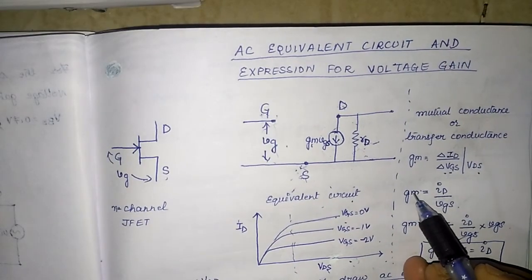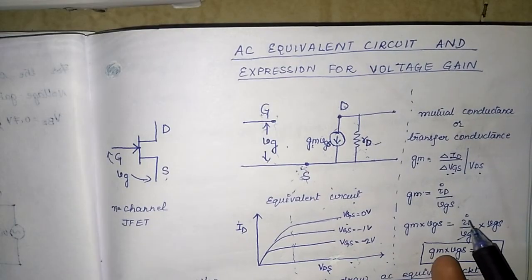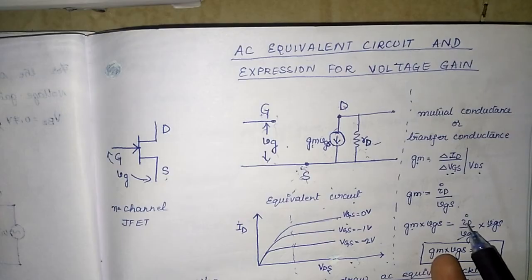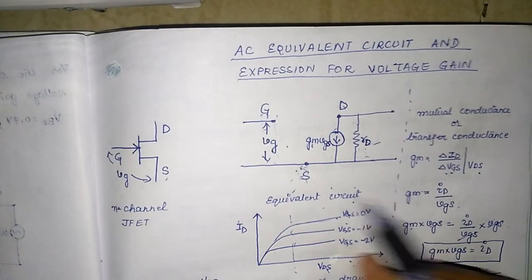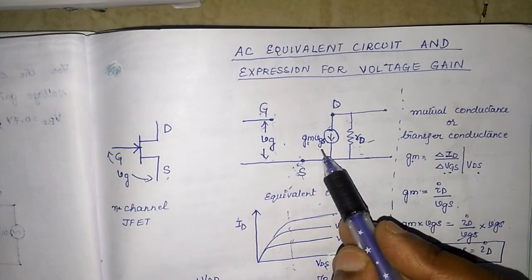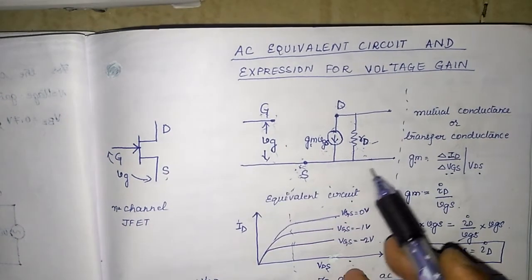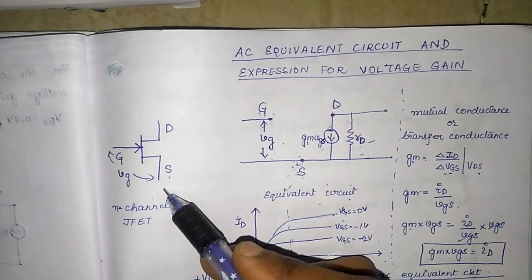So students, let us see what the product gm into VGS is. Let me substitute for gm as the ratio of change in ID to change in VGS. So what do you get? You get gm into VGS is ID. And what is ID? ID is the drain current. So gm into VGS is another way of representing the drain current. So this is the equivalent circuit of a JFET.